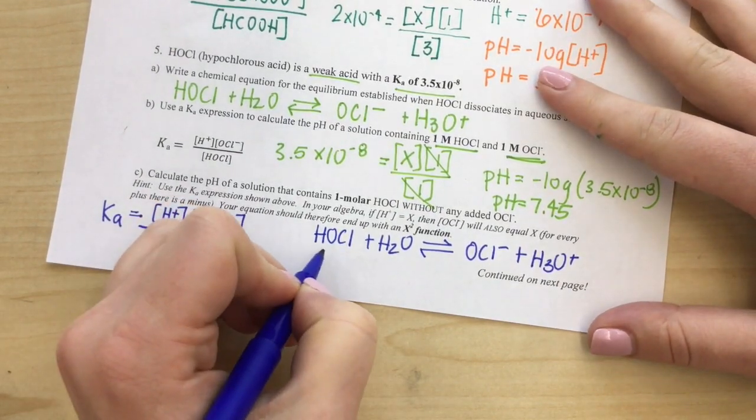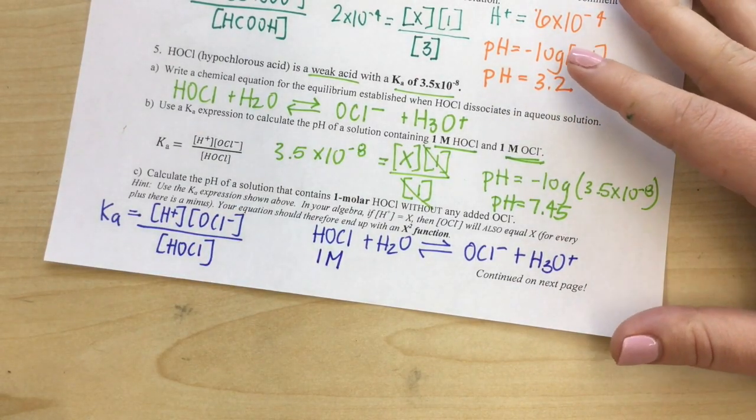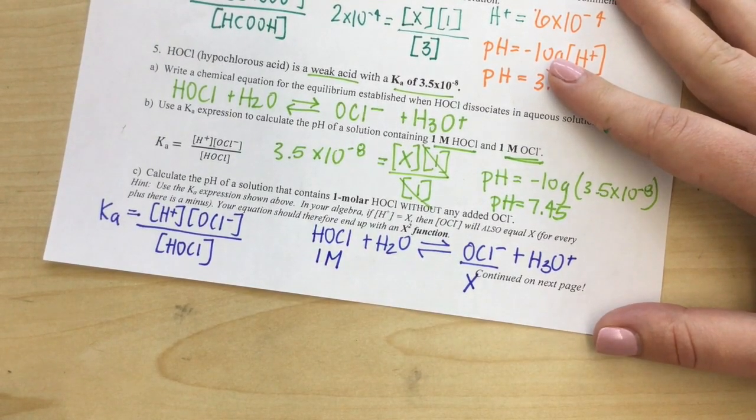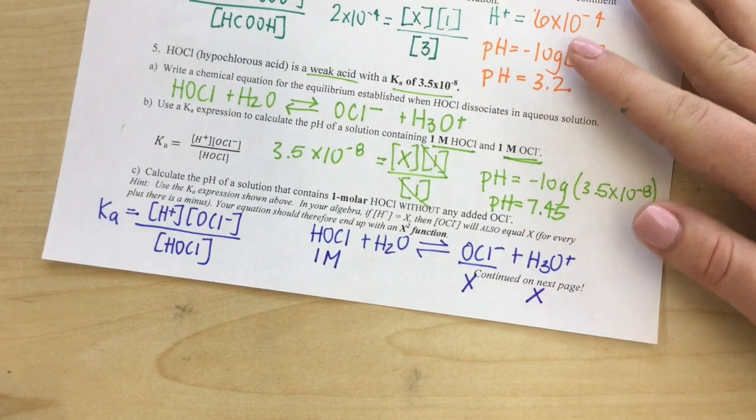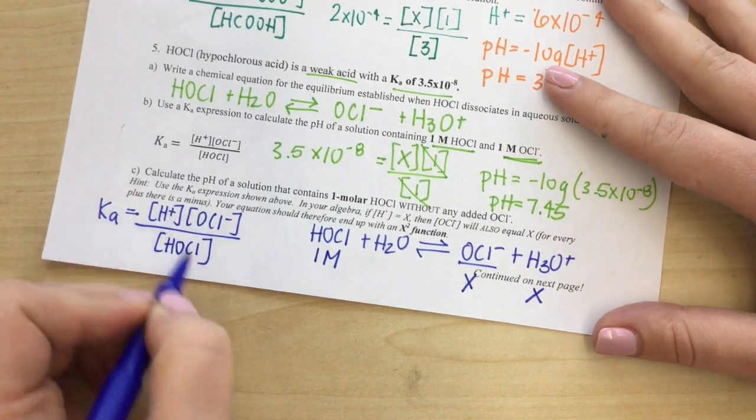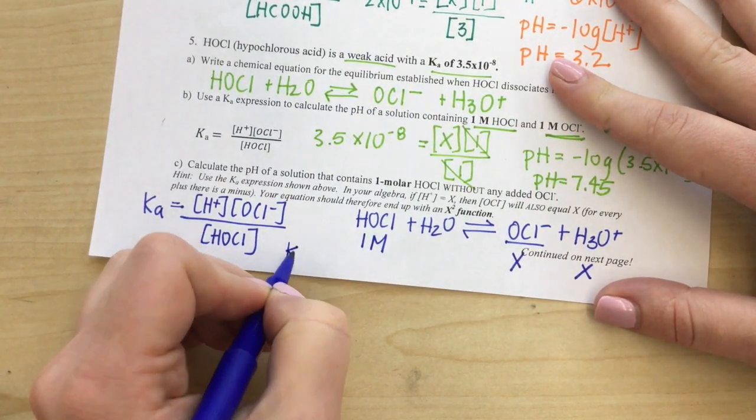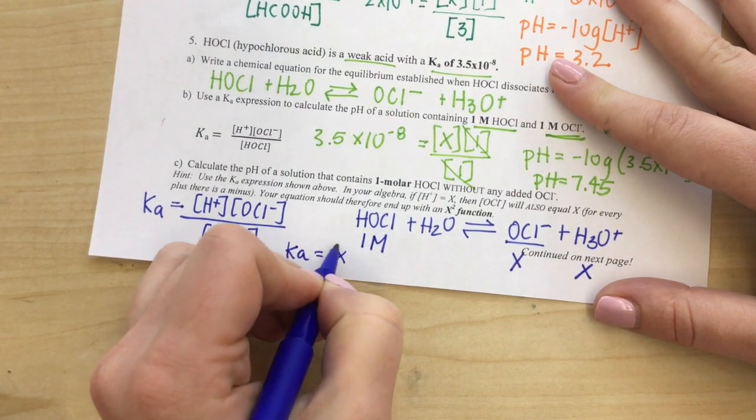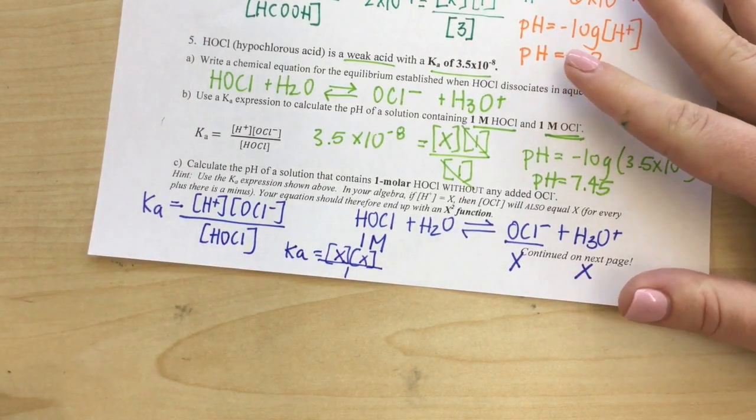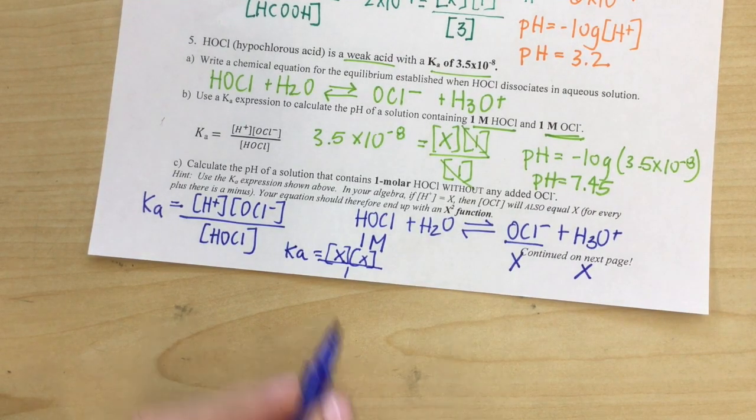We start with 1 molar here. And when it dissociates, it's going to make the same amount of our conjugate base and of our H+. It's going to make the same amount of each. So we're going to put in 2 X's in this equation, because they should be the same. And we'll assume that the change to our acid is negligible, so we'll make that 1.